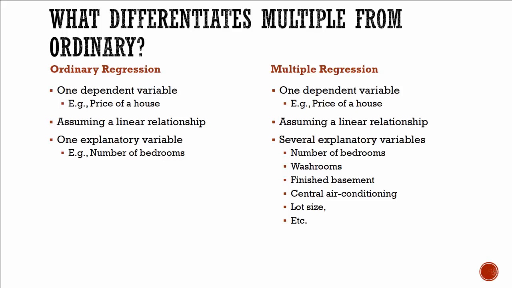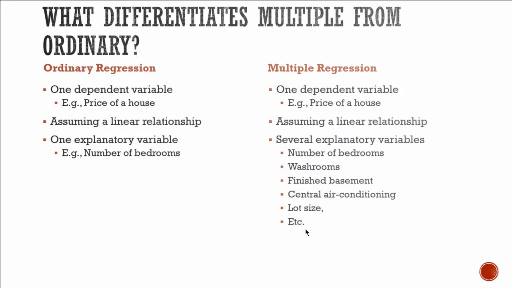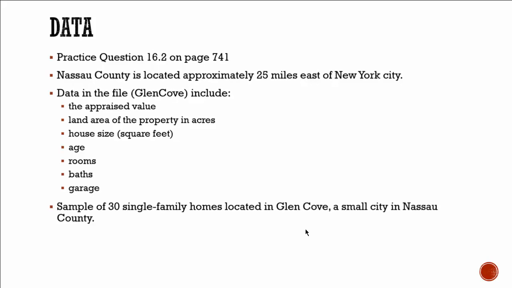Just for comparison, we would like to point out that there's one basic difference between the ordinary and the multiple linear regression. In the ordinary regression model, you have one dependent variable. So is the case with multiple regression. And we assume a linear relationship under both. So these two things are the same. However, under the ordinary linear regression model, we usually have just one explanatory variable, for example, the number of bedrooms. And here, we could have as many variables as we would like to explain the variance in the dependent variable.